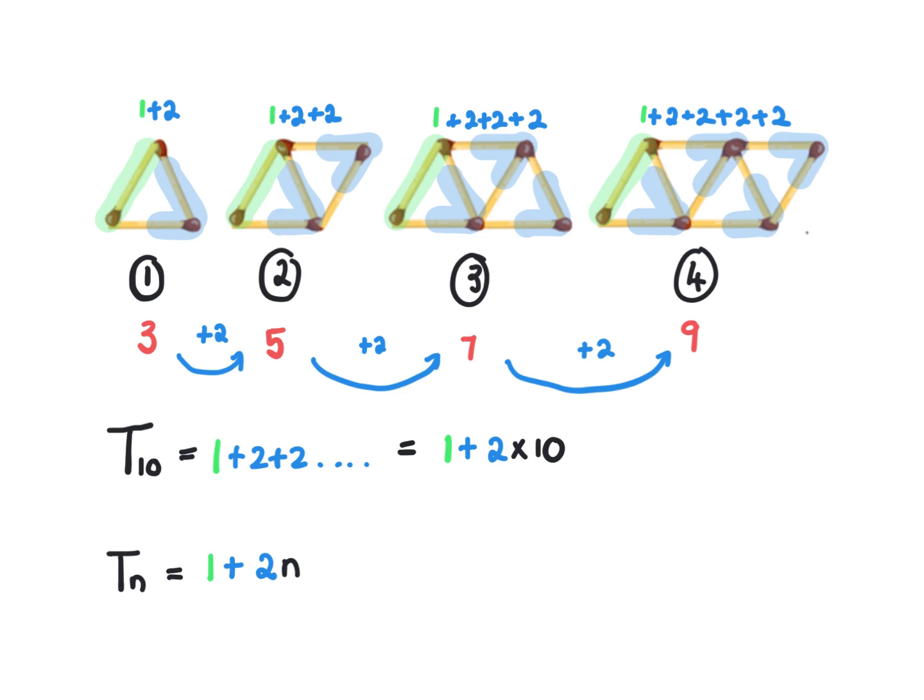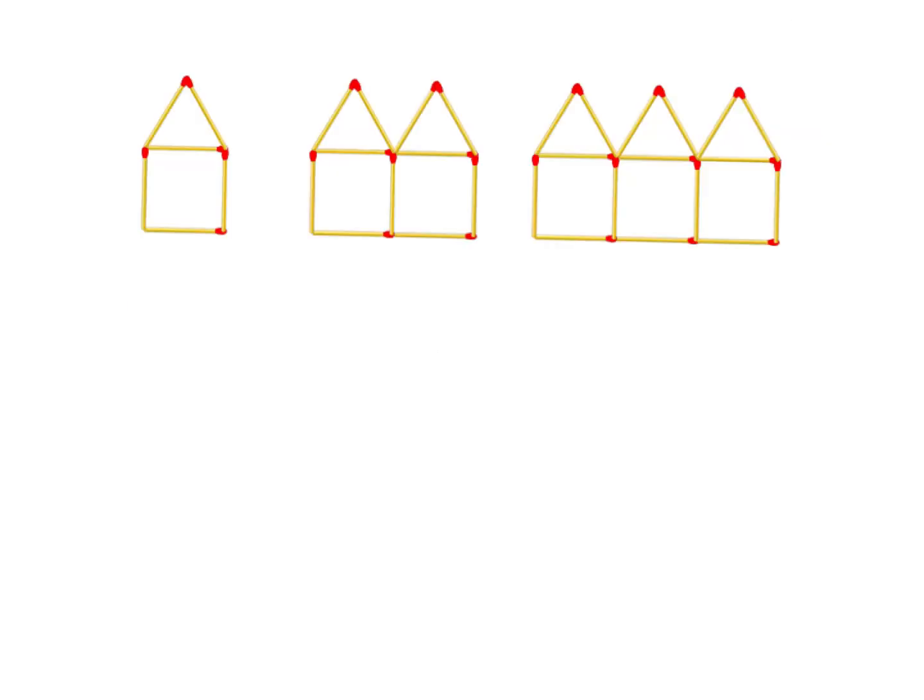If this was all very fast, let's look at another example where we're going to do this in a similar way. So here we also have a pattern made with matches. So let's see what's going on here. In my first pattern, I have 1, 2, 3, 4, 5, 6 matches. In pattern 2, I have 1, 2, 3, 4, 5, 6, 7, 8, 9, 10, 11 matches. Looks like I'm adding 5. Let's see if we add 5 for the next one.